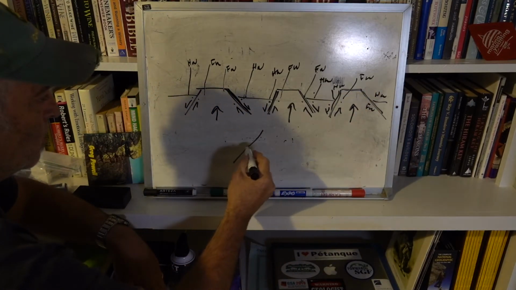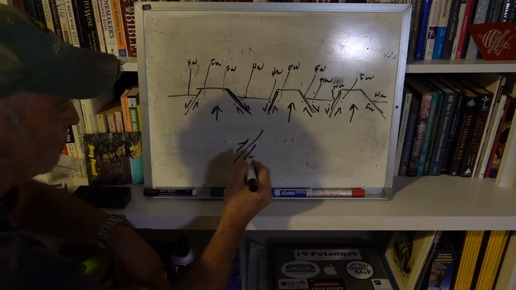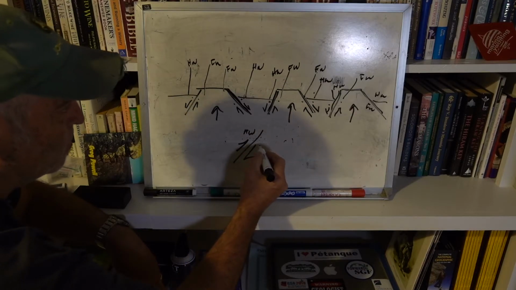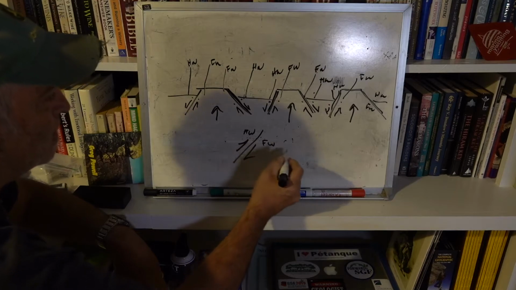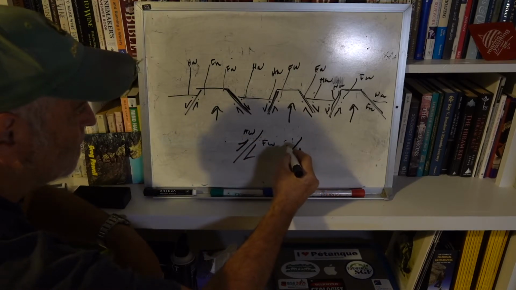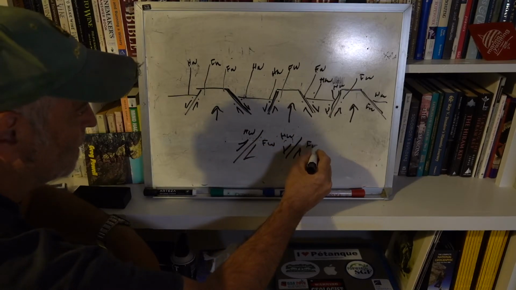So anytime you get a fault like this and you're showing motion on it like that, you know what kind of fault it is. If that's the hanging wall and it's moved up relative to the footwall, it's a reverse fault. Easy enough, right? But that's not what's going on in any of these, right? So there's our footwall right here. What we're looking at instead here is this side going up and that side going down. That's the hanging wall, that's the footwall right there.